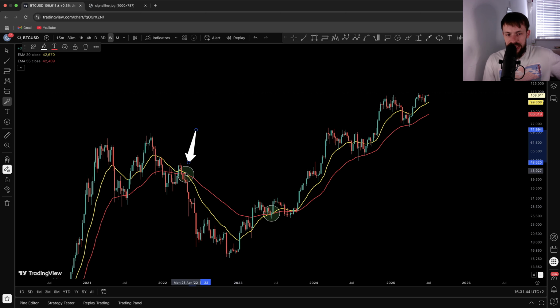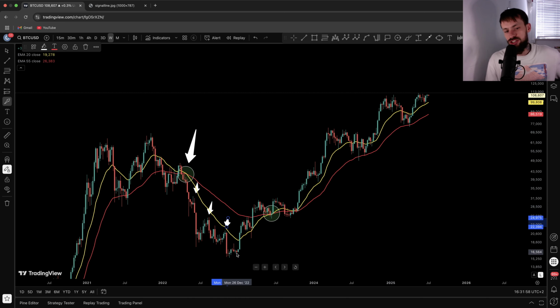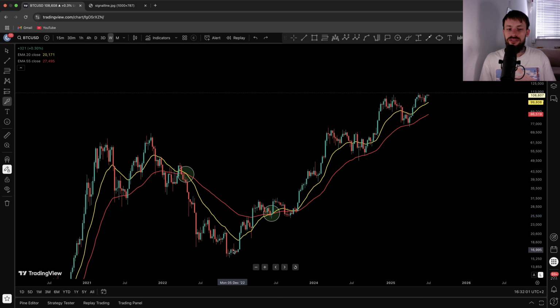Now, when you're beneath the EMAs, you can see that the price action is beneath both the yellow and red lines. When you are beneath these EMAs and you're failing to break above and you keep running towards them, but you're not getting above them, this indicates a strong downtrend. Now, we also have the opposite.